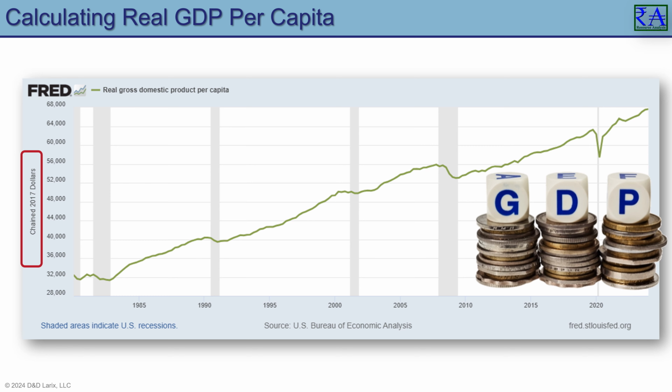The graph on this slide shows the trend of real GDP per capita from 1980 to 2024. Notice the vertical axis labeled chained 2017 dollars, which indicates that all values are adjusted to reflect 2017 price levels, allowing for a clear comparison across different years. Real GDP per capita is calculated by dividing the real GDP by the population of the country. This metric provides a more accurate picture of individual economic well-being than nominal GDP or total GDP alone, because it accounts for both inflation and population growth.